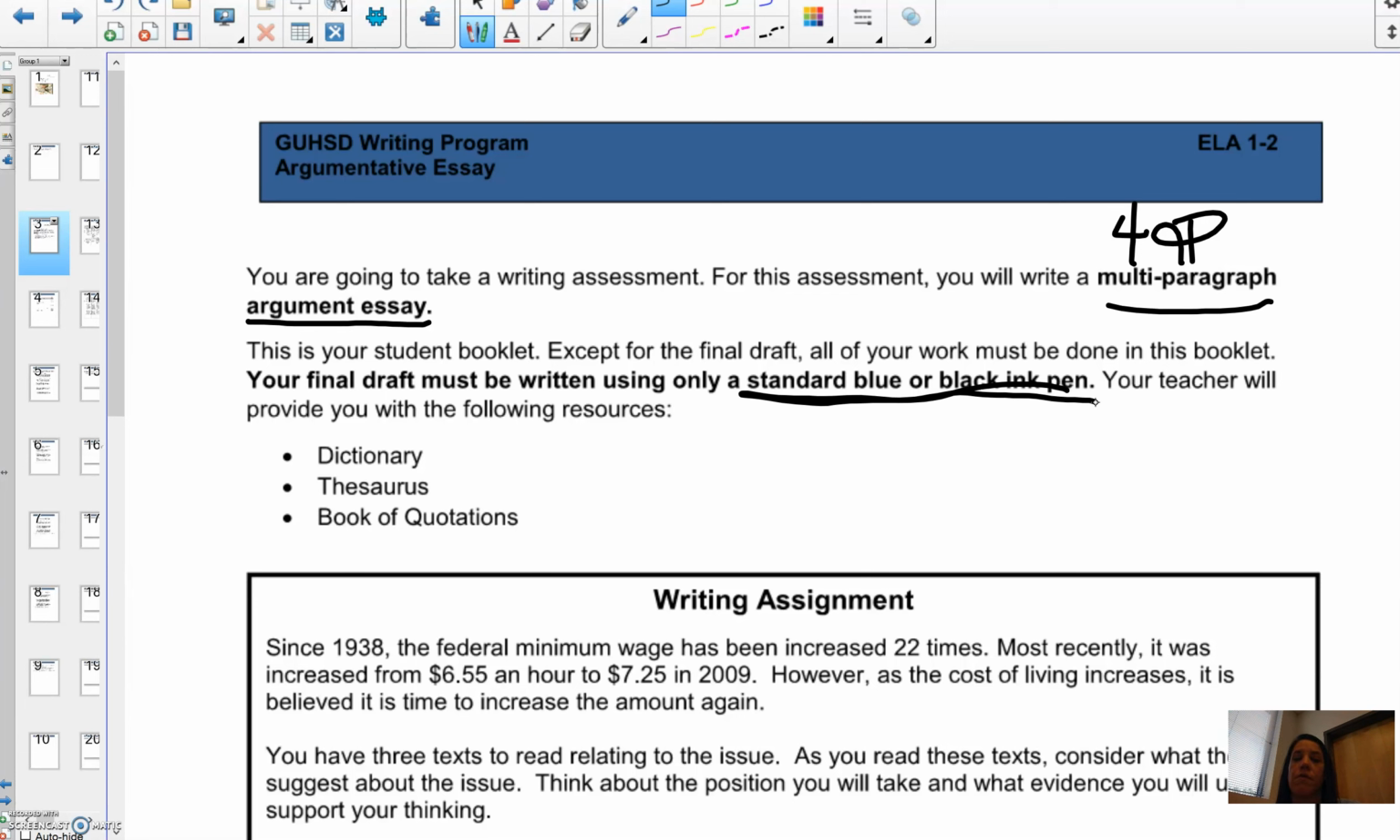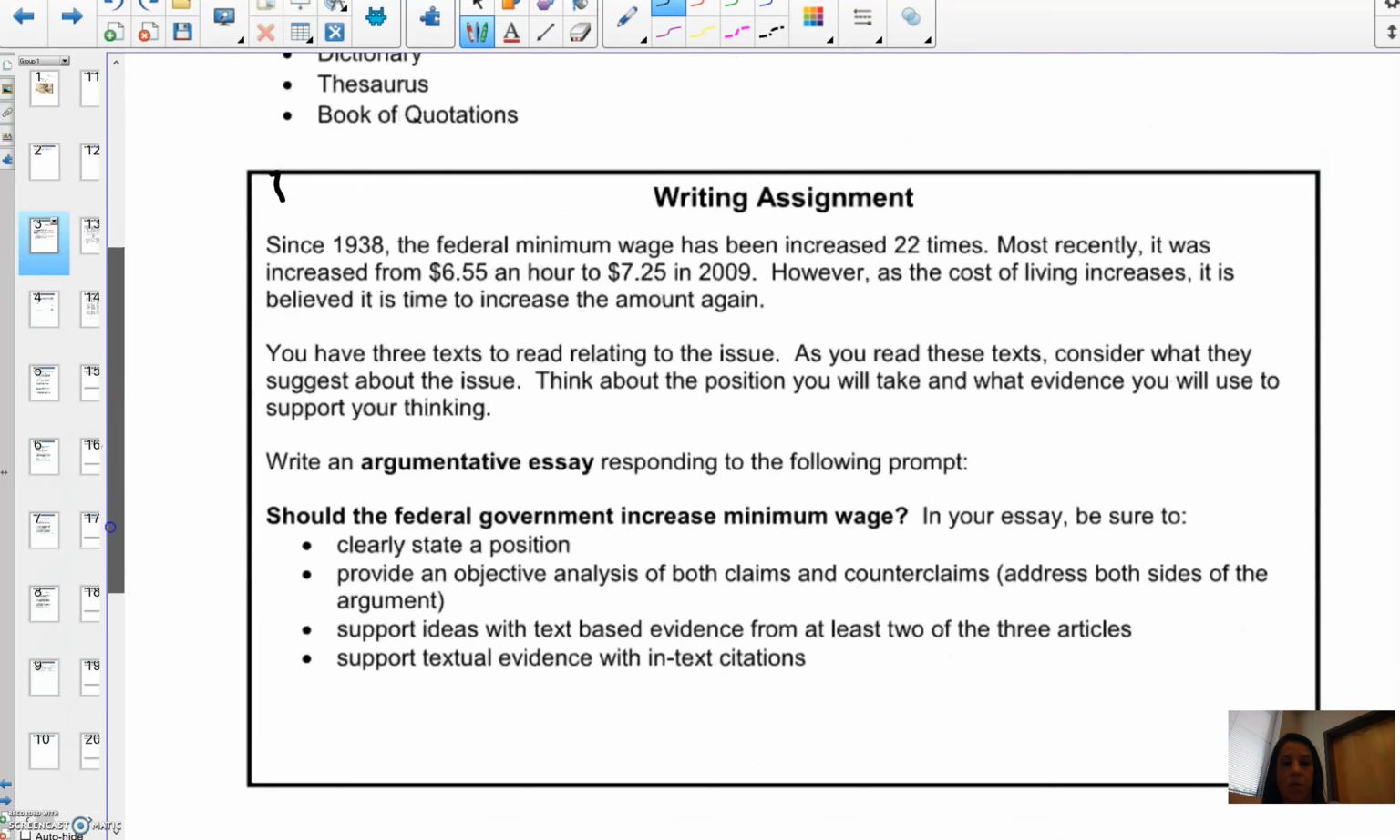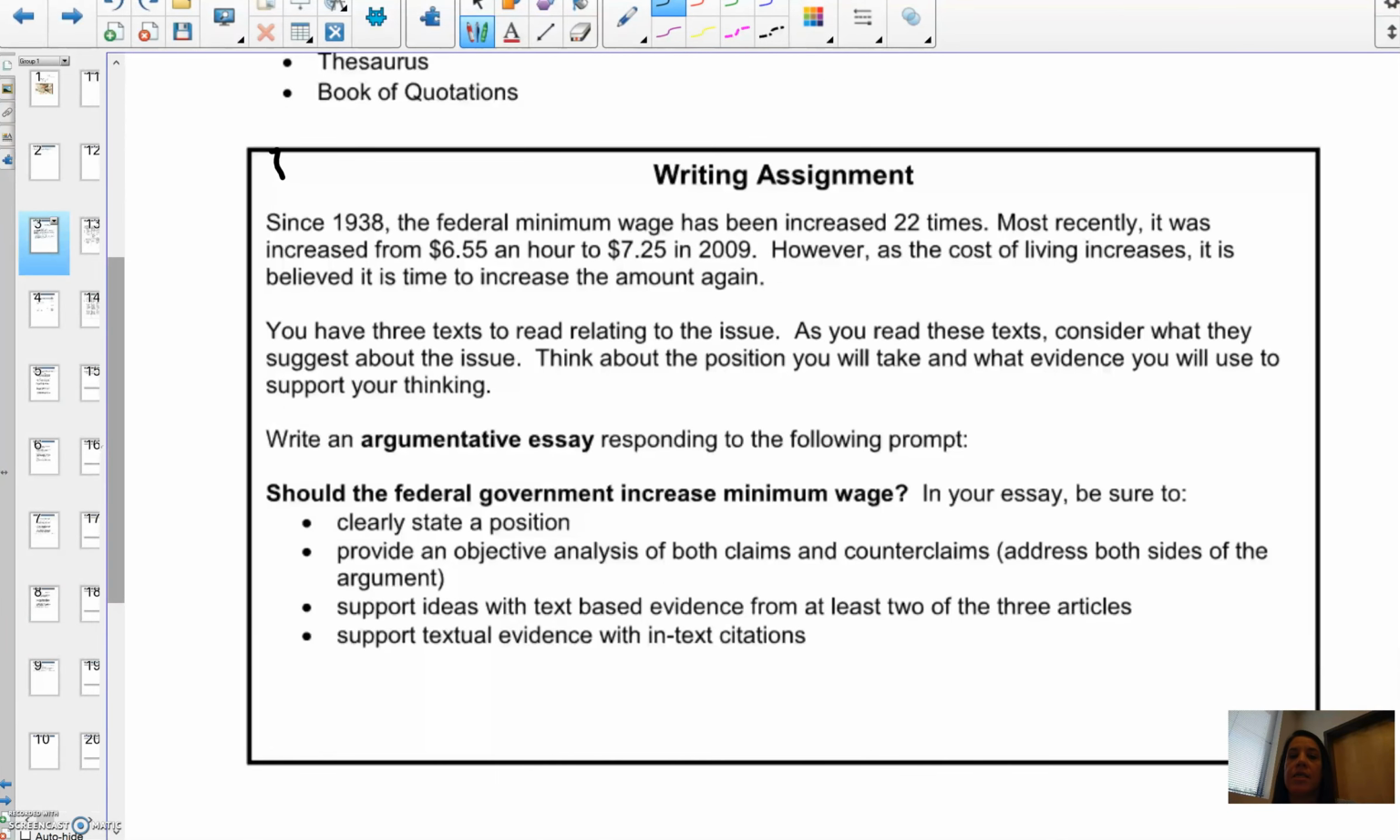Your teacher will give you a dictionary, thesaurus, and a book of quotations. So inside the box is our prompt. So let's take a look at our prompt here. Okay. Since 1938, the federal minimum wage was increased 22 times. So remember, the minimum wage is the minimum of what a company has to pay its employees, okay? Most recently, it has increased from $6.55 an hour to $7.25 in 2009. However, as the cost of living increases, it is believed it is time to increase the amount again.